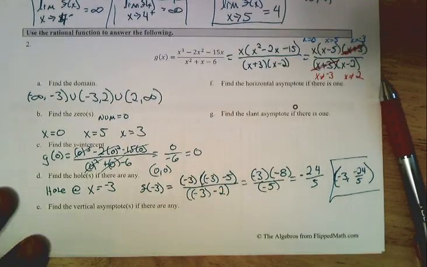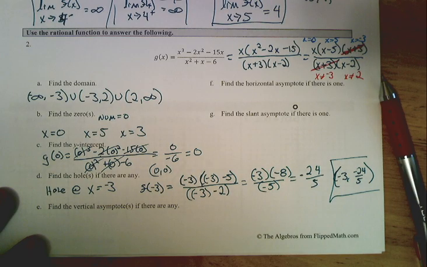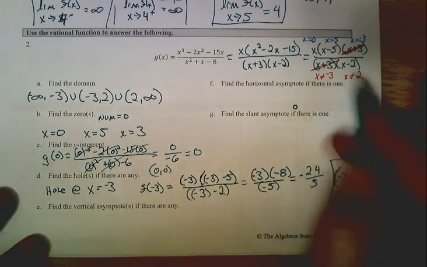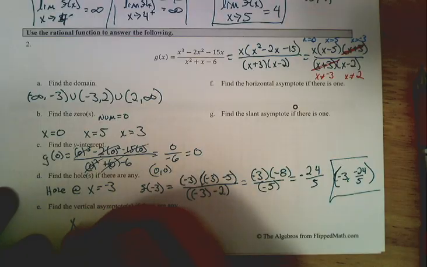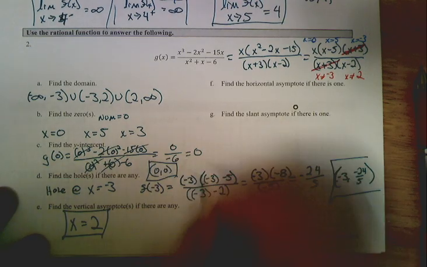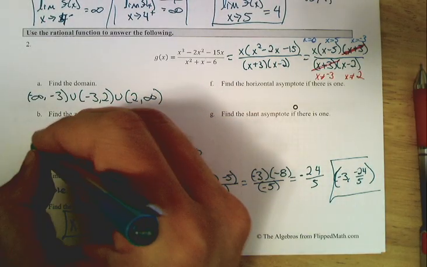Next up, find a vertical asymptote if there is any. The vertical asymptote is any excluded value that's not a hole. This right here should be at x equals 2. So x equals 2 is a vertical asymptote. Let's put boxes around my answers here.